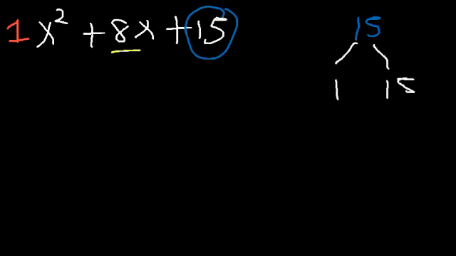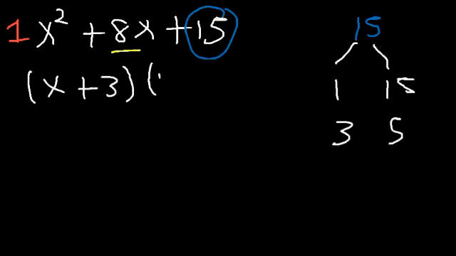So 1 and 15 multiplies to 15, but adds to 16. The other option is 3 and 5. 3 times 5 is 15, but 3 plus 5 is 8. And so when we factor it, it's going to be x plus 3 times x plus 5. And because factoring is a common technique that is needed on the SAT, let's do a few examples.